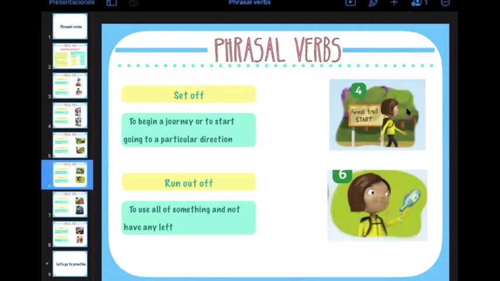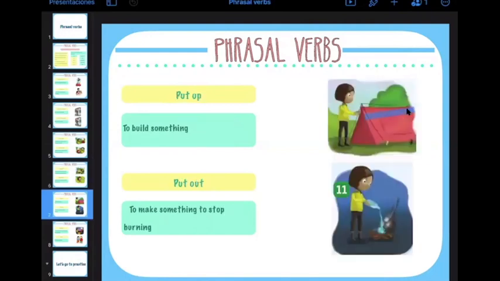Yes. Okay, so the next is about put up and put out. Put up is to build something. Montar. To put up a tent. Montar una tienda. And to put out is a specific meaning: to make something stop burning. Okay, firemen put out the fire. Los bomberos apagan fuegos.